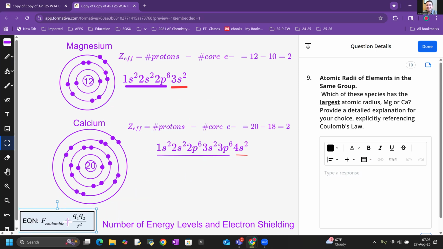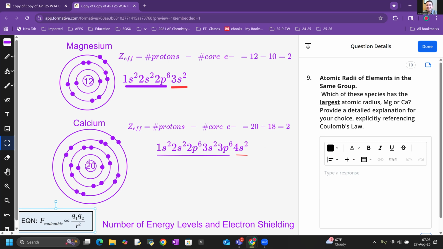The force of attraction is directly proportional to the nuclear charge. Well, we're going to say that magnesium and calcium, for all intents and purposes, with this equation that we're using, have the same effective nuclear charge. So it's not the number of protons, even though calcium has more protons. Its pull on its valence electrons is not quite as strong.